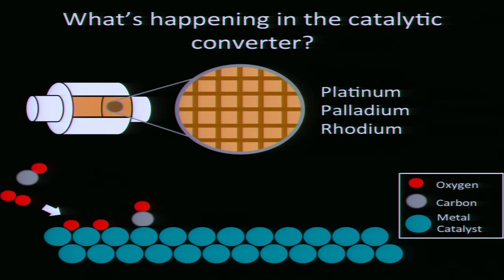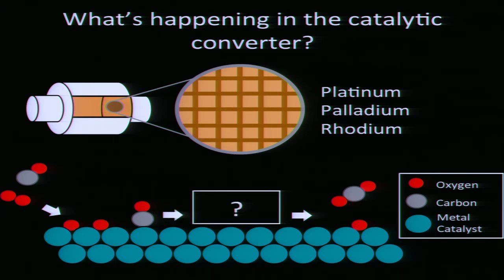On the surface of the catalyst, one of those oxygen atoms and the carbon monoxide will then react to form carbon dioxide, and carbon dioxide will leave the surface. Sounds pretty simple, but the big problem is there's a lot going on in that step of going from carbon monoxide to carbon dioxide that we want to understand, and so far we don't really understand what's going on.